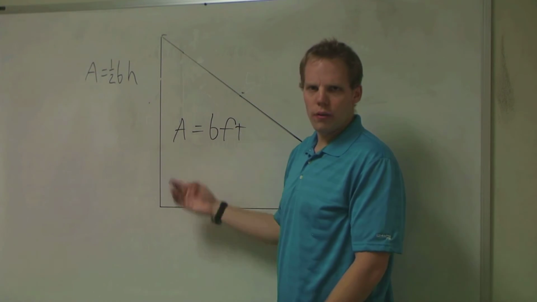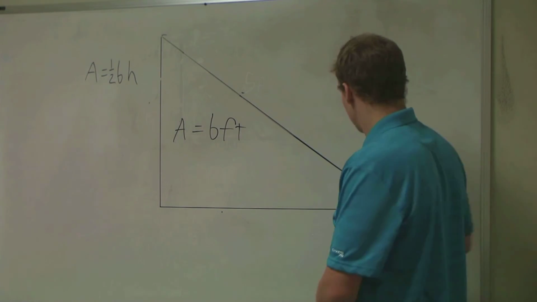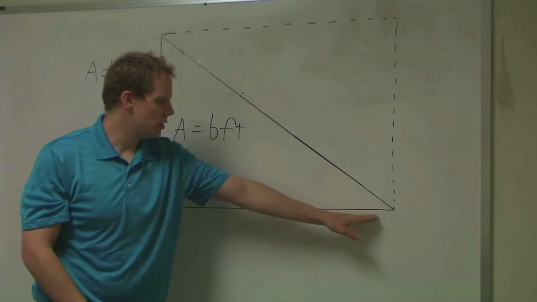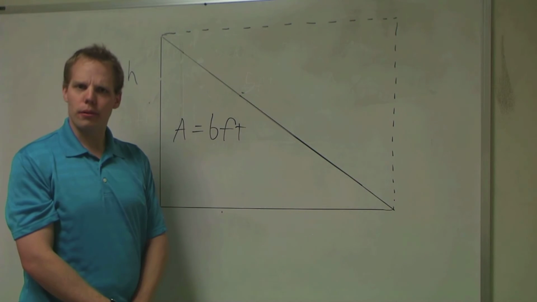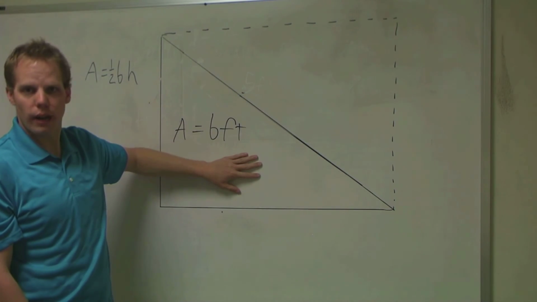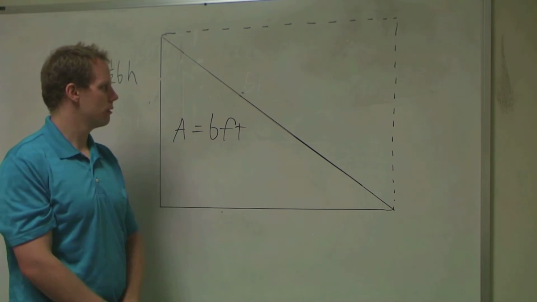If we look at a triangle, it's really about half the size of a rectangle. The area of a rectangle is just the base times the height. Very simple. If we look at a triangle, which is half of the area of a rectangle, all we have to do is divide by 2. Fun fact, perimeter is the total distance around something. Area is everything inside of the shape.